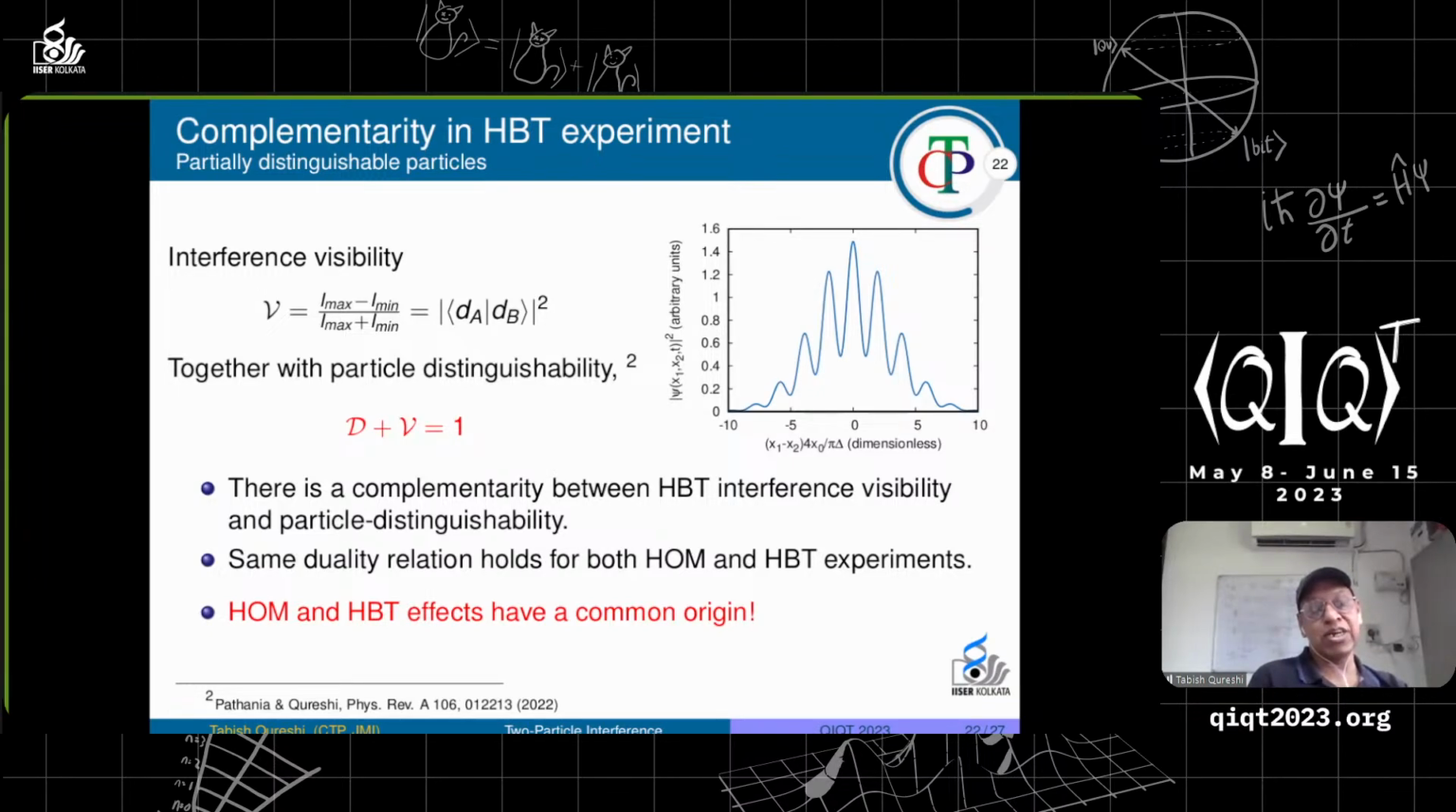HOM was conventionally done using classical waves. The Hanbury-Brown-Twiss experiment was done first with classical waves and later shown to be also valid for quantum particles. And the Hong-Ou-Mandel experiment was done straight away with single photons, with quantum light. And people believe that Hong-Ou-Mandel is a purely quantum effect. This cannot be shown classically with classical light. But our analysis seems to show that there is a common ground between these two, and we'll come back to it later.